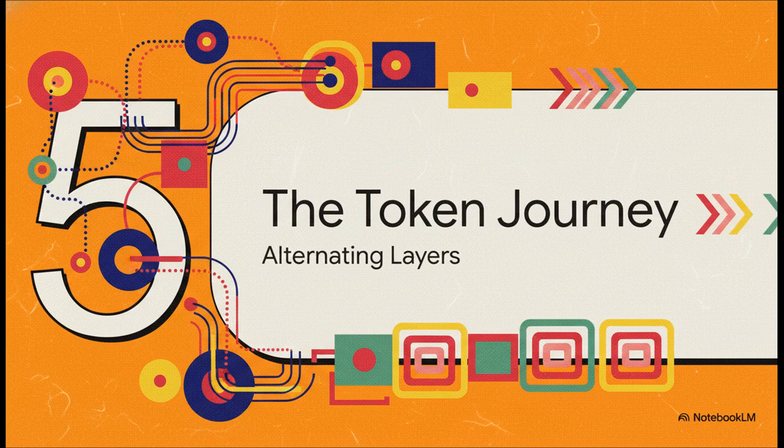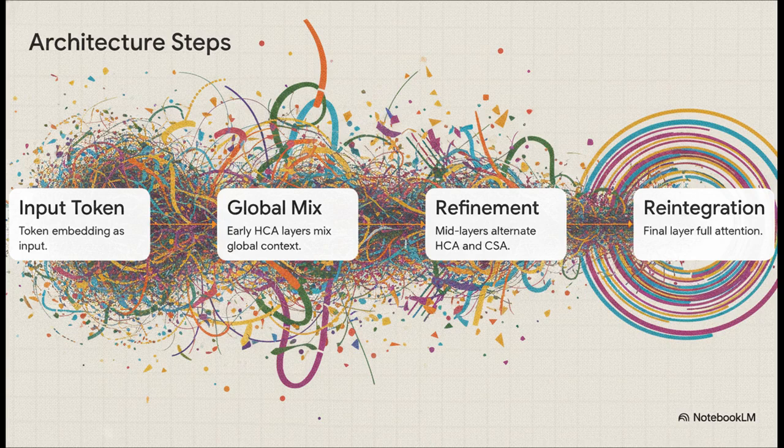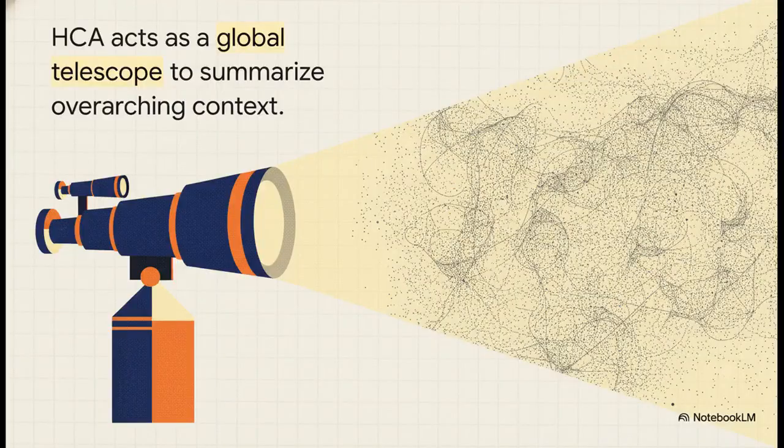All right, let's put this all together. Let's map out a token's actual journey and see exactly how a raw embedding flows through this alternating dual system architecture from start to finish. This architecture is so intelligently scheduled. A raw token comes in, gets a broad global mix in the early layers, enters an alternating refinement stage in the middle, and finally snaps into precise focus right before output. It essentially forces the network to refine representations at multiple levels of abstraction without incurring a quadratic compute penalty at every single layer. I love this analogy.